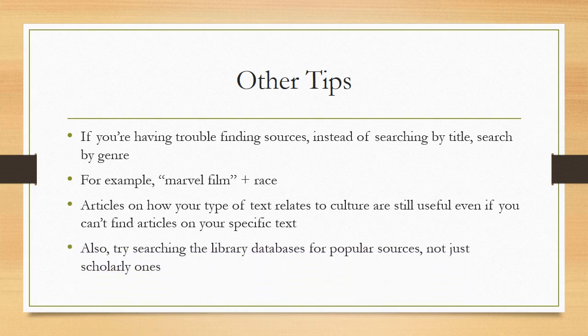Last tip is when I was in the library database earlier, I eliminated the popular sources and just kept the scholarly ones because there were 20 scholarly sources on Black Panther, and that's a lot. Again, scholars and academics loved Black Panther because of its positive portrayals of race. So you might not have a text that's celebrated as much by scholars. So you can find popular sources using the library, and that's fine. You don't have to eliminate those from your search the way I did.